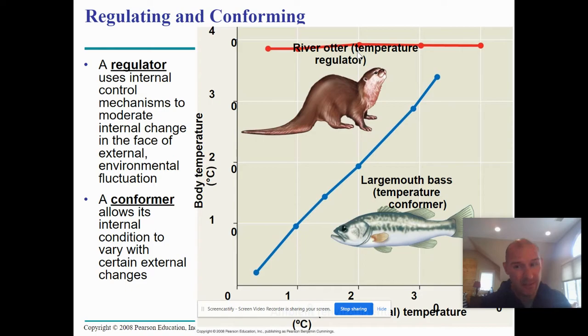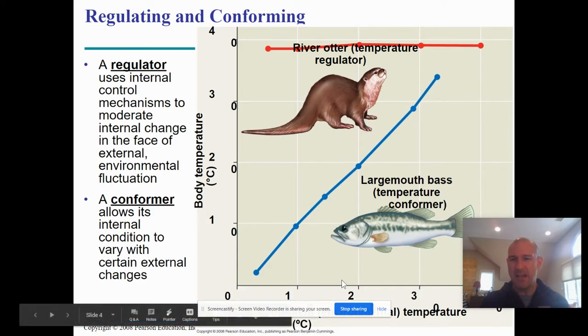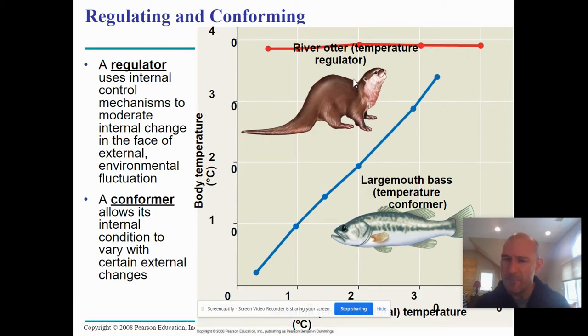And an interesting thing about that is if you think about activity, right? So this x-axis is temperature. The y-axis is body temperature. And you can see this river otter here, a mammal like us. You can see that it's maintaining its stable internal temperature. Well, if you just think about activity, if the temperature were to decrease to become very cold, what do you think happens to metabolic activity in this river otter's system?